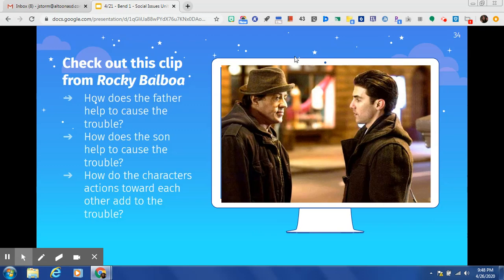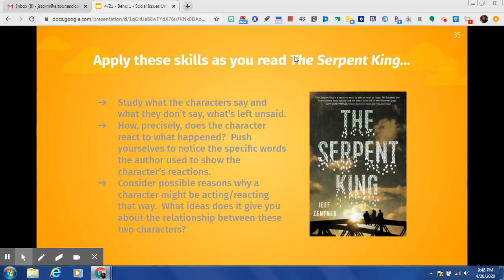This is complicated stuff, right? Think about the ways each character might be contributing to the relationship issues. Think about how they act and how they respond to one another. So let's think about these skills and apply them to The Serpent King. So when we apply this, we need to study what the characters say and what they don't say and what's left unsaid. You could ask, how precisely does the character react to what happened? Push yourself to notice the specific words the author used to show the character's reactions. You can consider possible reasons why a character might be acting or reacting that way. What ideas does it give you about the relationship between these two characters?